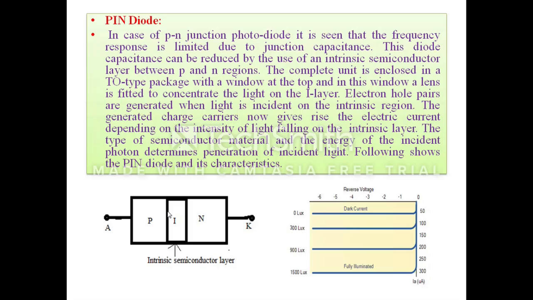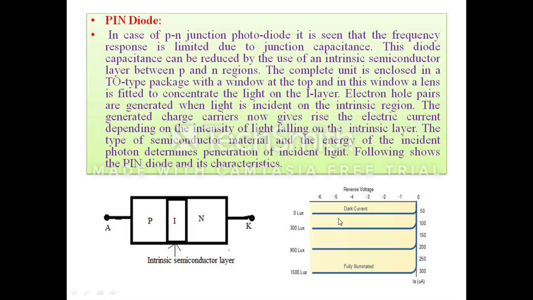So this escaping of electrons from covalent bonds causes breaking of covalent bonds, and this breaking of covalent bonds generates a large number of minority charge carriers in the I layer, and this increase in the minority charge carriers in the I layer increases the reverse current of the PIN diode.